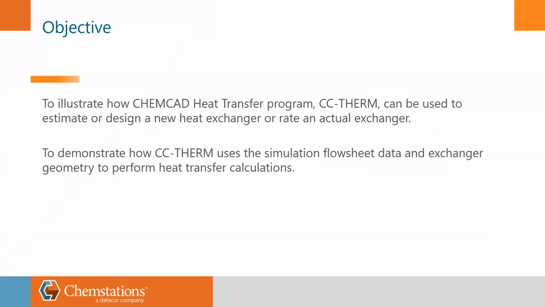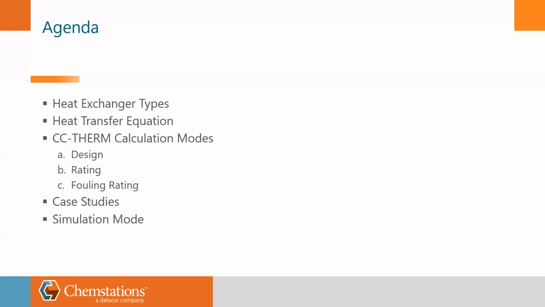So the objective for today is to illustrate how the ChemCAD heat transfer program, what we call CC-THERM, can be used to estimate or design a new heat exchanger or to rate an actual heat exchanger, and to demonstrate how CC-THERM uses the simulation flow sheet data and exchanger geometry to perform heat transfer calculations. So that's our main objective, and we're going to use some cases to see how this is done.